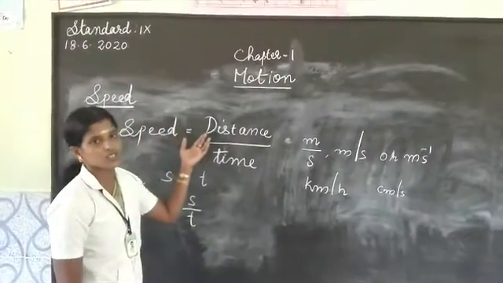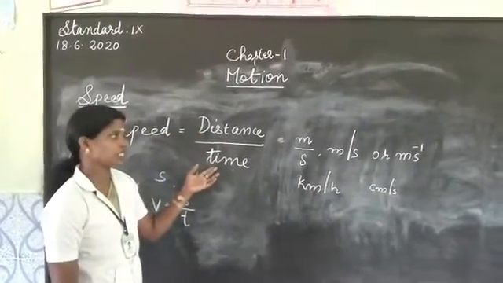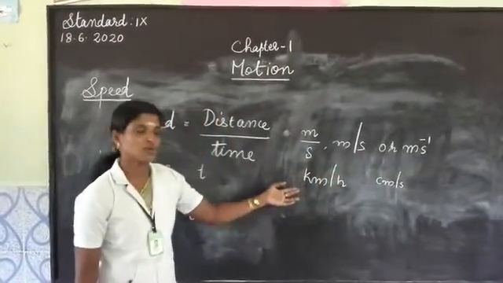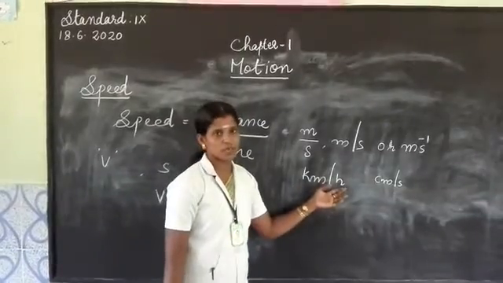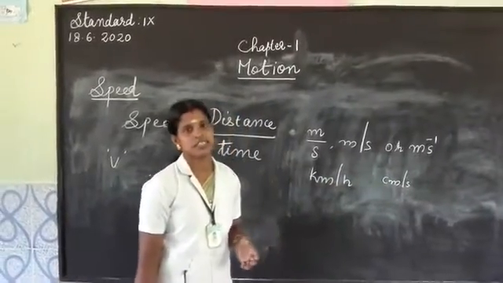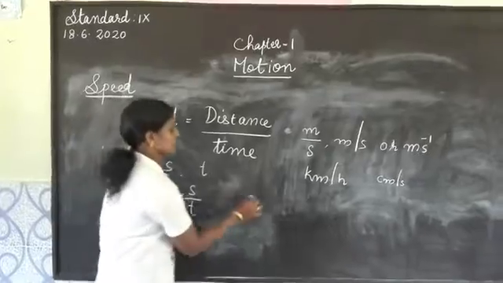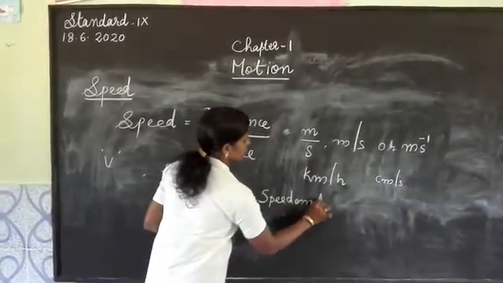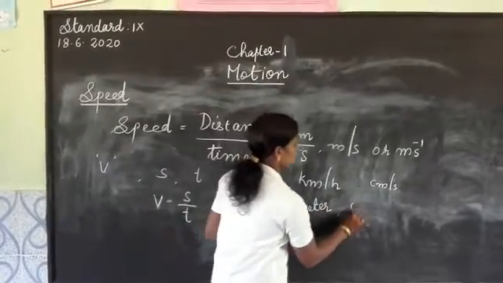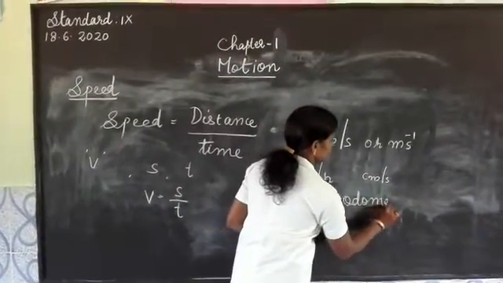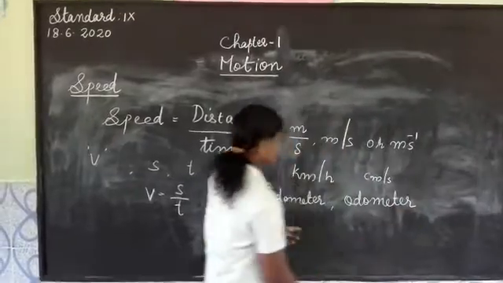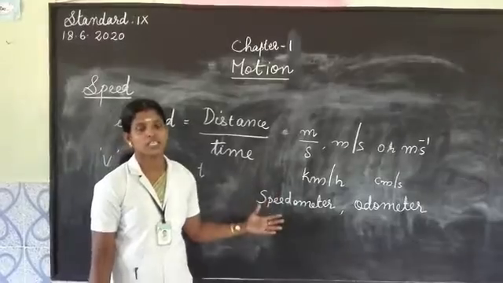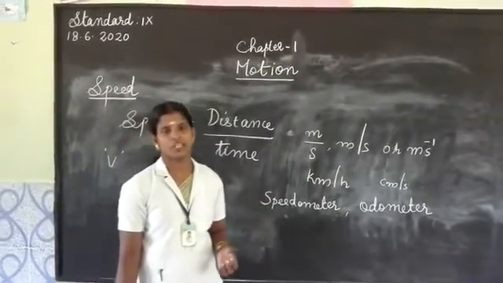Speed is the distance travelled by an object in unit time. Its SI unit is meter per second. It has other units called kilometer per hour or centimeter per second. You may see two devices in our vehicle, the speedometer and the odometer. Speedometer is the device which shows the instantaneous speed of the vehicle.